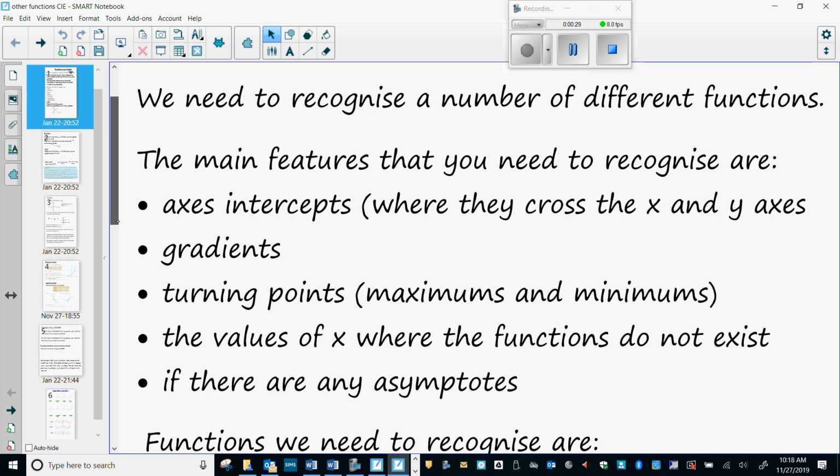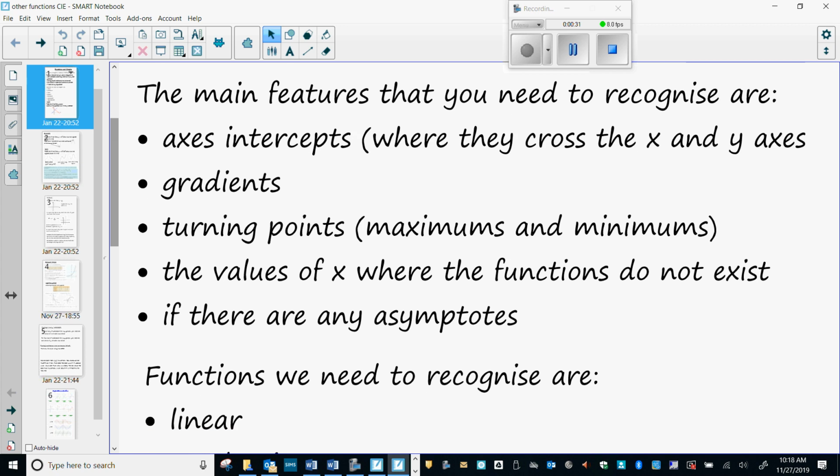Gradients of them, obviously that's mainly for straight line graphs. Turning points, they're those maximum and minimum points we talked about for the parabolas, yes, the vertex. Did we talk about in these words? Have we mentioned these words? Yes? Did I mention turning points? Did I say it's the maximum point or minimum point? Yeah. Okay, good. So that's just another phrase for them.